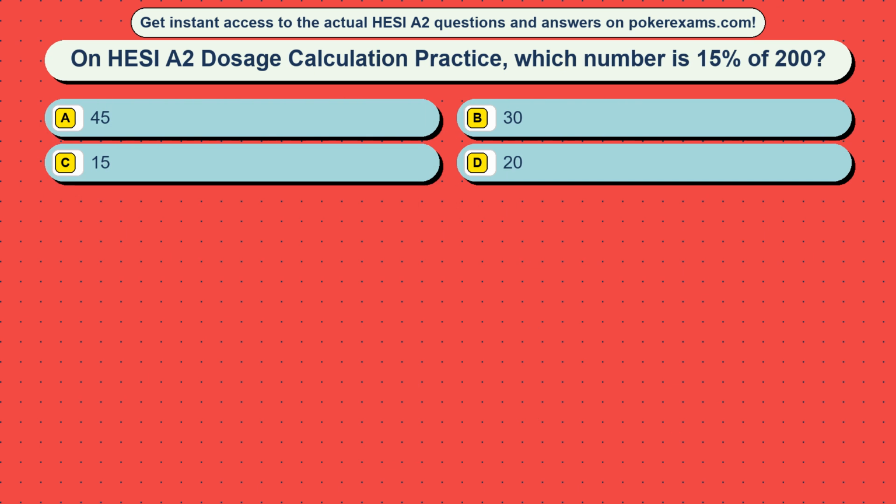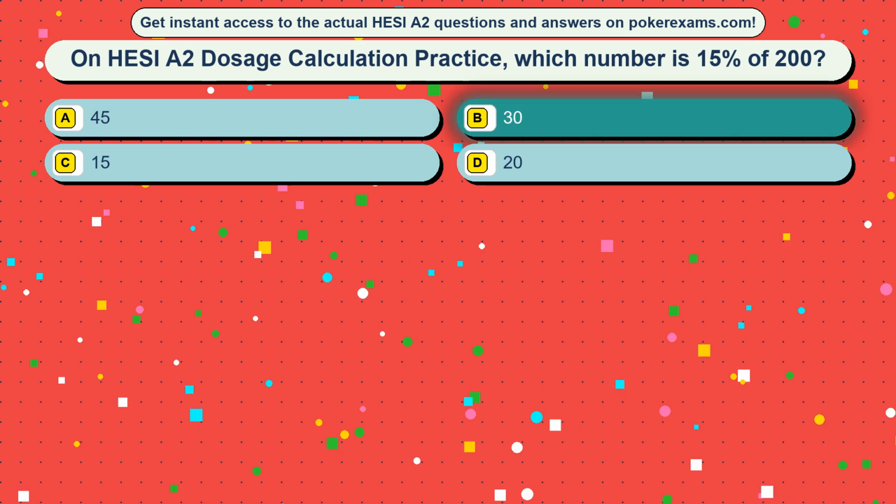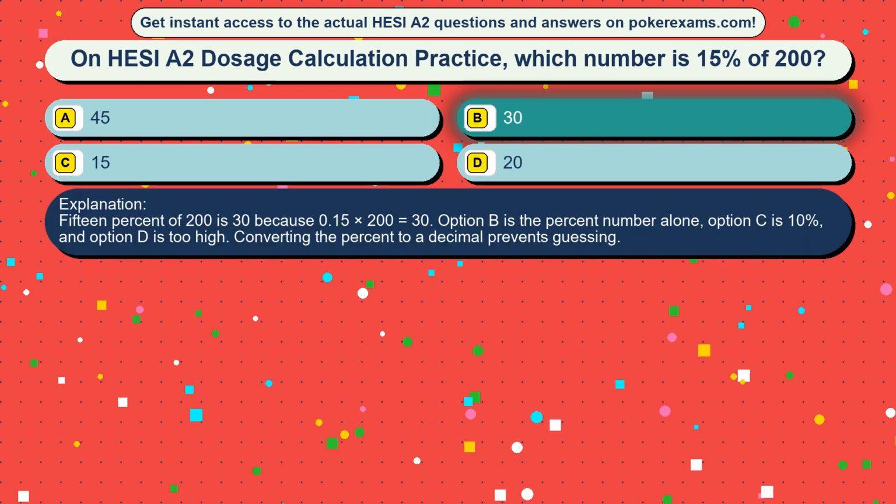Question 44. On HESI A2 dosage calculation practice, which number is 15% of 200? Option A, 45. Option B, 30. Option C, 15. Option D, 20. The correct answer is option B, 30. 15% of 200 is 30 because 0.15 times 200 equals 30. Option A is too high, option C is the percent number alone, and option D is 10%. Converting the percent to a decimal prevents guessing.